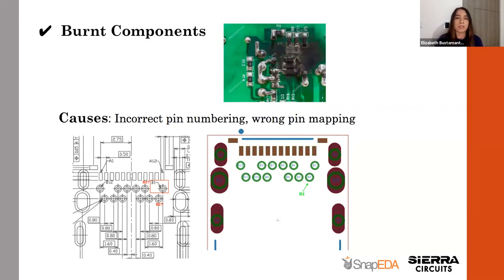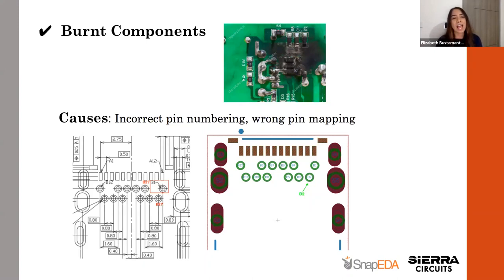Okay, so let's keep going with this manufacturing defect. Burned components. Sometimes this issue can be due to incorrect pin numbers in your footprints. So if your land pattern has incorrect pin numbering, then you're going to end up making the wrong connections. If you have the wrong connections, you can burn your component.